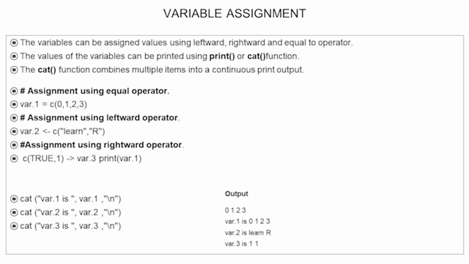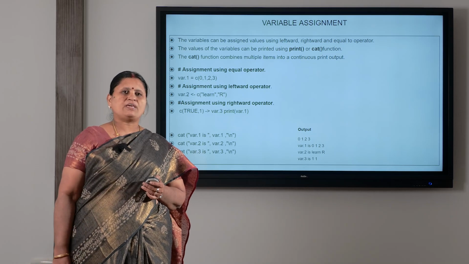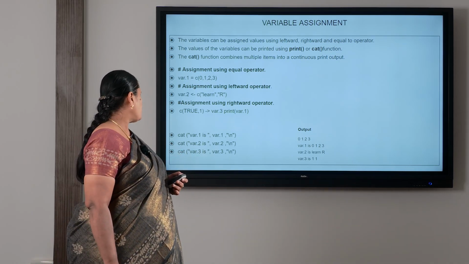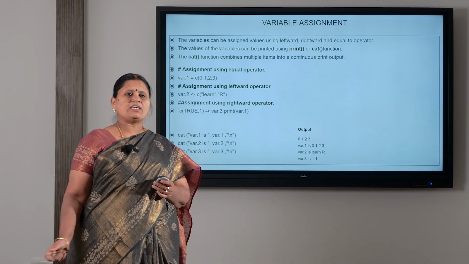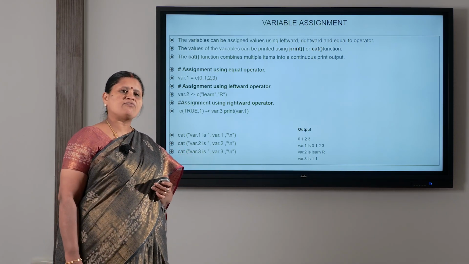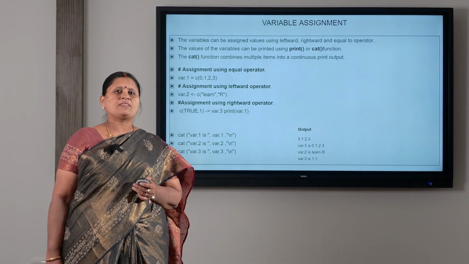First one is equal to, which we can see here. So for variable 1, we can assign the data using the equal to operator. The next one is the leftward operator, where values are assigned to a variable. Next one is the rightward operator, where the value is directed to the variable. So 3 different operators are used for assignment.